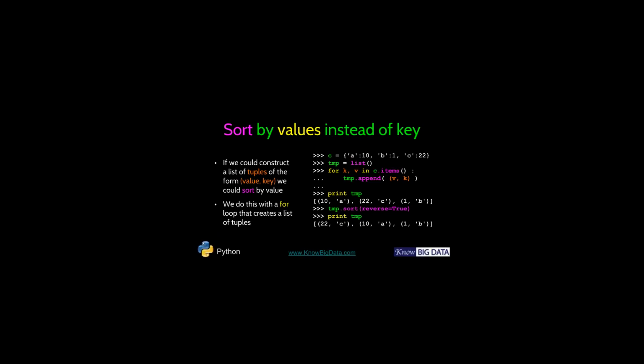Similarly here, if you want to sort the things by value, we create a new set of tuples with value as the first one and key as the second one, and then we sort. So this is what we did. We iterated over the items, which contains a list of tuples where key comes first and value comes second. We prepared another list containing tuples where value comes first and key comes later. Now we sort it, and it will sort based on value. We have also marked reverse equals true.